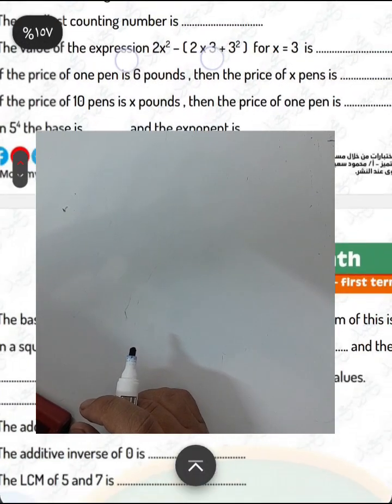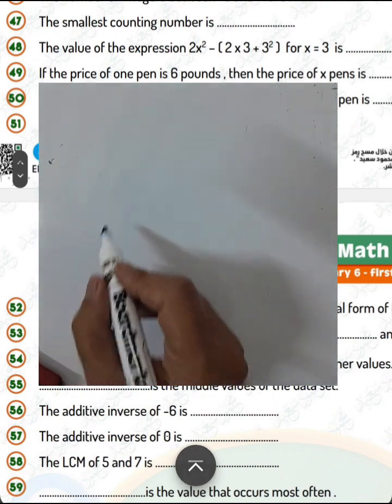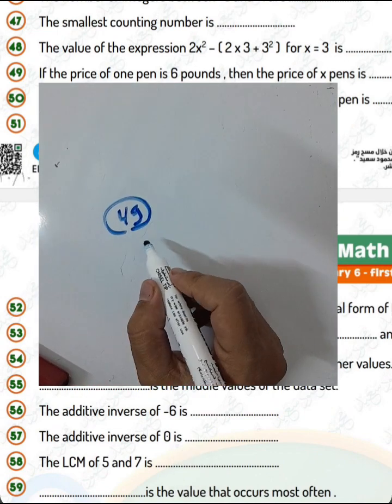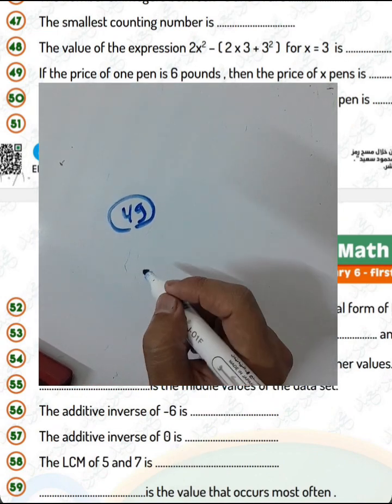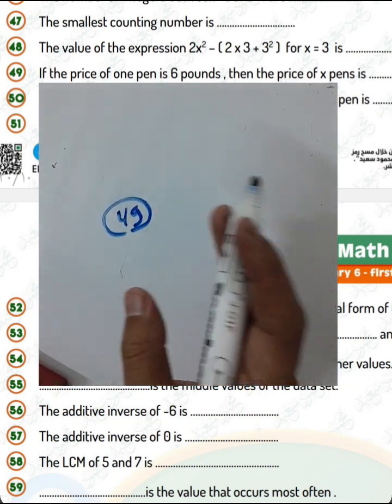Question 49. If the price of one pen is 6 pounds, then the price of x pens will be 6 times x. It will be 6x, the total.